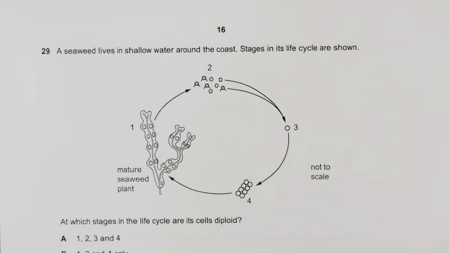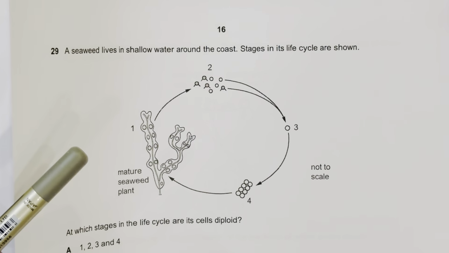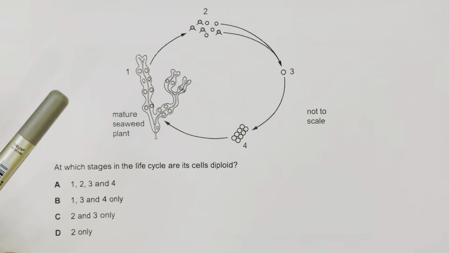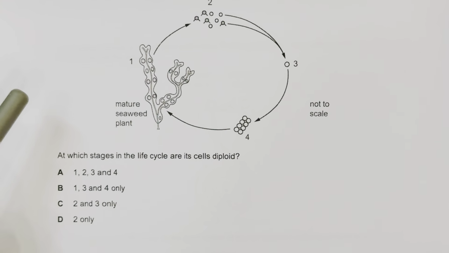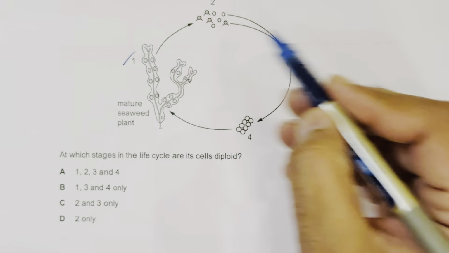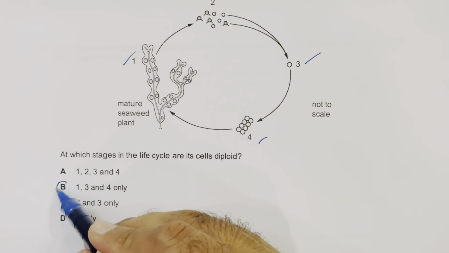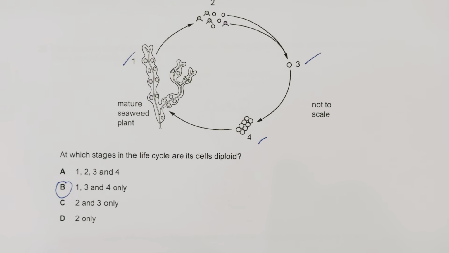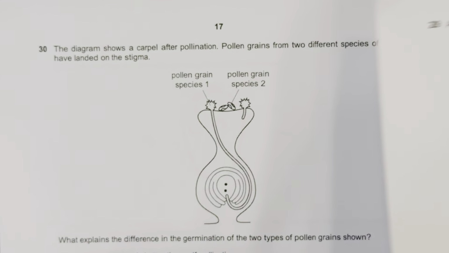29 is that a seaweed lives in shallow water around the coast. Stages in the life cycle are shown 1, 2, 3 and 4. At which stage in the life cycle are the cells diploid? Okay, so option number 1, 3 and 4 are the options in which the cells are diploid. So B is the right answer. Moving to question number 30.